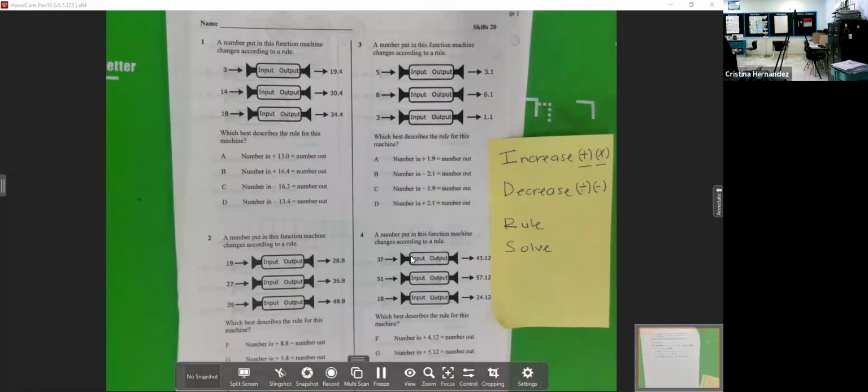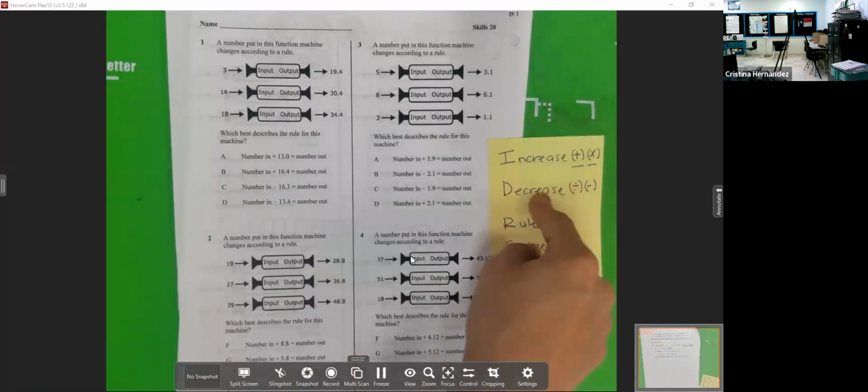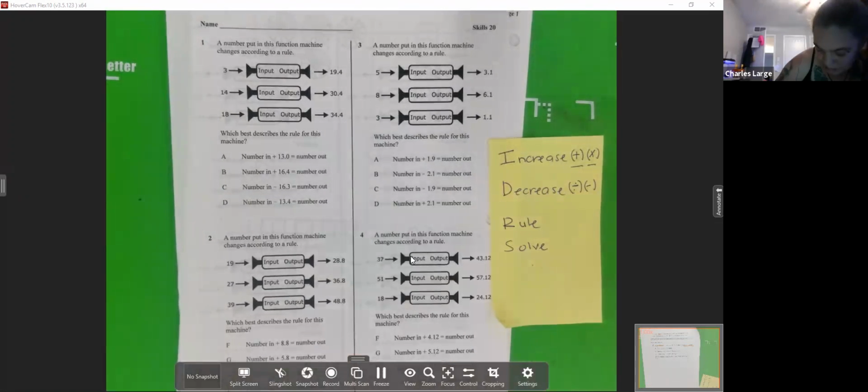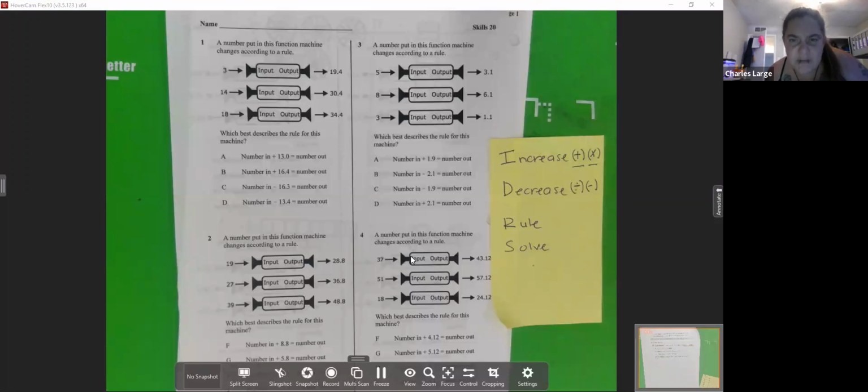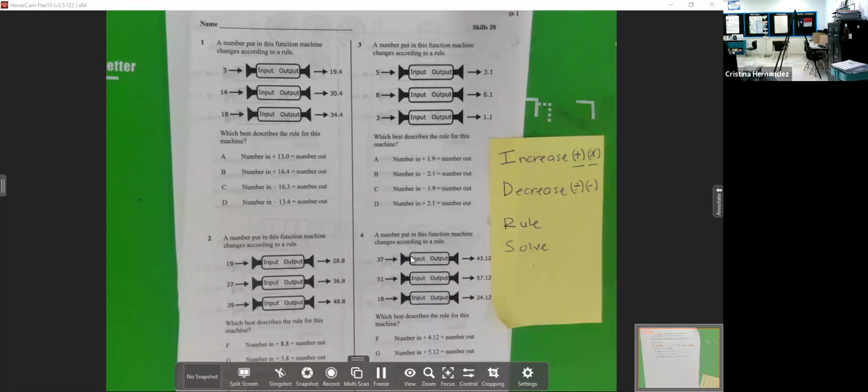If anything, I would write down what's on the sticky note for sure. Increasing, you're going to be adding or multiplying, and decreasing, subtracting or dividing. And that's page 74, the page from today, right? Yeah, page 74.